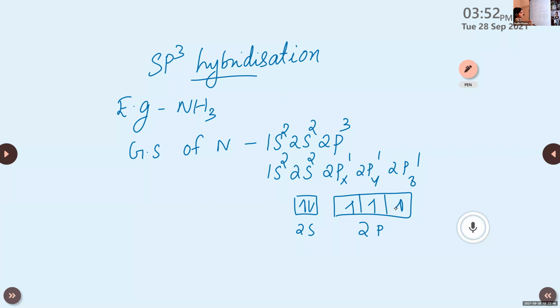So this s orbital and p orbitals will combine together to form sp3 hybrid orbitals. Here you can see 2s contains 2 electrons and 2p contains one each. Clear?